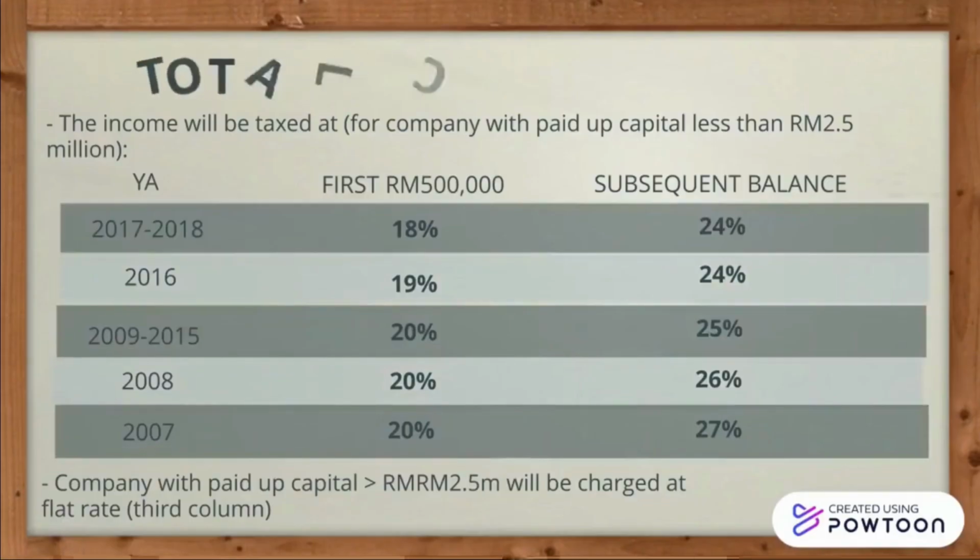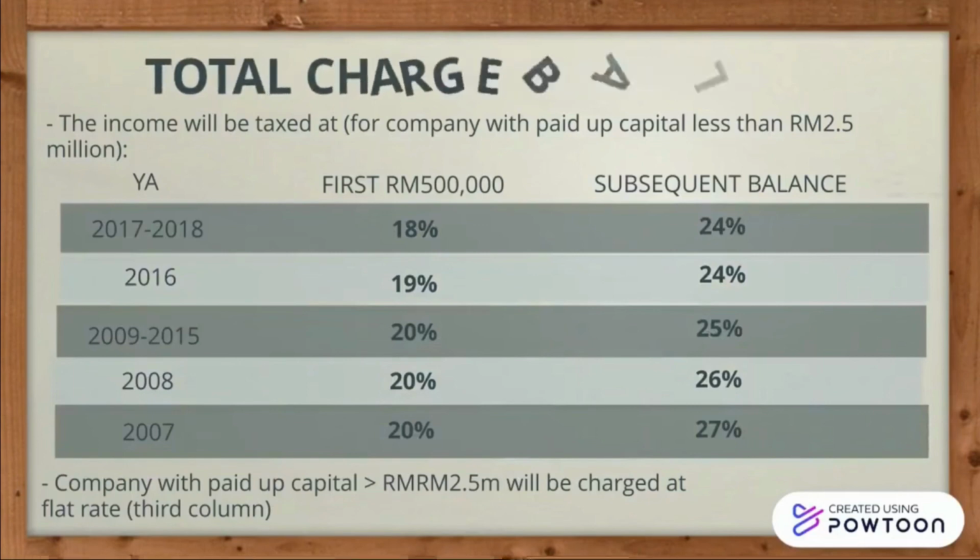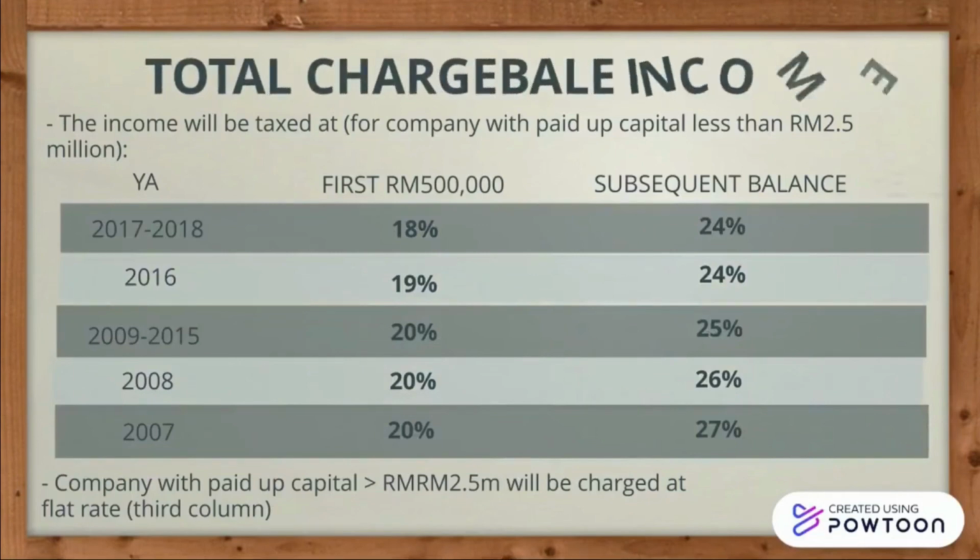And then, after calculating the total chargeable income, we need to refer to this table to find out the tax rate involved. If the paid up capital is less than 2.5 million, the income will be taxed at 18% for the first 500,000 in years of assessment 2017 and 2018, and 24% for the subsequent balance. And for the other years, you can refer to this table. For the other one, if the company has paid up capital of more than 2.5 million, it will be charged at a flat rate, which can be referred to in the third column.